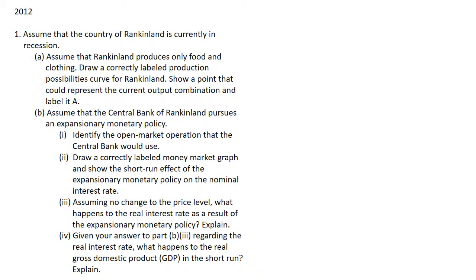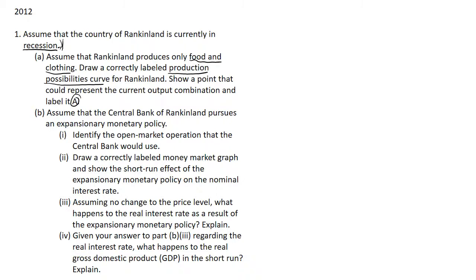2012. Number 1 says, assume that the country of Rankin Land is currently in recession. A says, assume that Rankin Land produces only food and clothing. Please underline the two goods that Rankin Land produces. It then says, draw a correctly labeled production possibilities curve for Rankin Land. So please underline the graph they tell you to draw. It says, show a point that could represent the current output combination and label it point A. Right? So we've got a recession, and you want to illustrate that recession on your production possibilities curve and identify that point as point A.